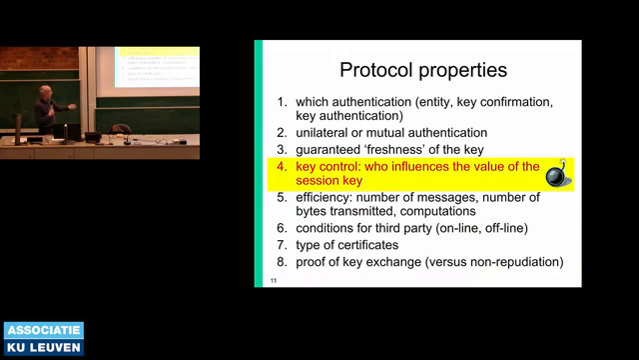Very important is efficiency. We discussed this already. How many bytes or how many round trips? How many calculations do you have to do? This is very important. Sometimes people give up on some properties to improve performance. Is there a third party? You have certificates. And a very interesting question, which we discussed with zero knowledge, is whether you want a proof of the interaction afterwards or not.